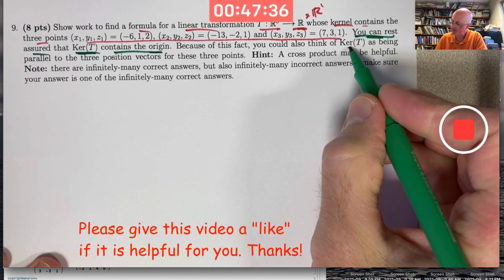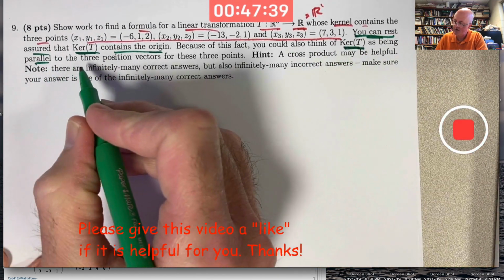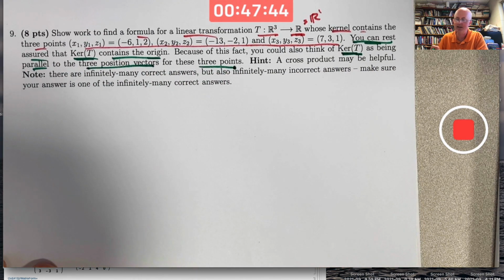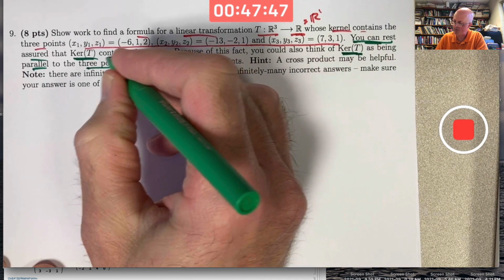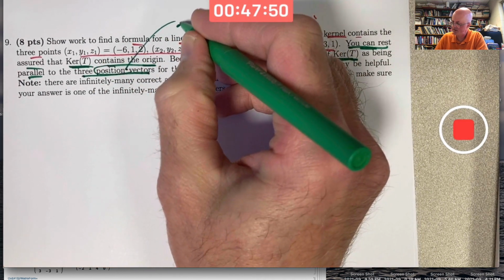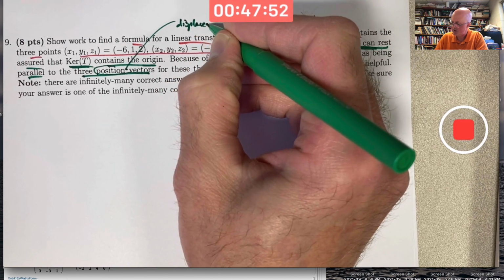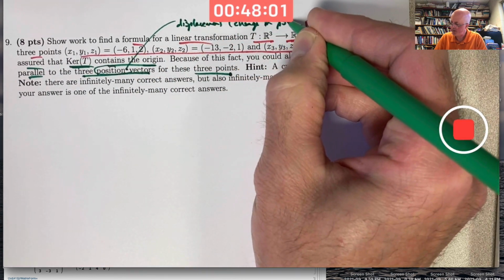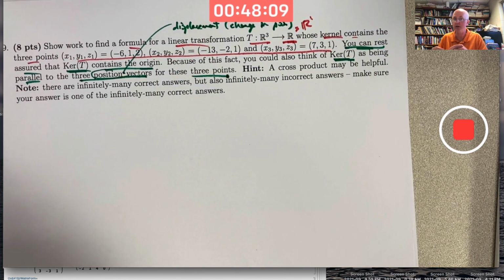Because of this fact, you could also think of the kernel of T as being parallel to the 3 position vectors of these 3 points. What are position vectors? Probably better to call them displacement vectors. I mean, you could call them change in position. That's a better phrase there. I should have called it change in position. Change in position vectors, displacement vectors between the points, are arrows that go from one of those points to the other. And you can find them, if you know about vector arithmetic, with vector subtraction.